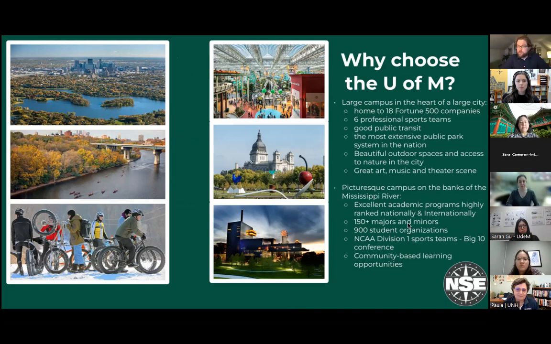Why choose the U of M? We're a large campus in the heart of a large city. Lots of Fortune 500 companies, 6 professional sports teams, good public transit, and on down the list that you can see here. And we're a picturesque campus on the banks of the Mississippi River. We have excellent academic programs. We're highly ranked nationally and internationally. 150 majors and minors, 900 student organizations. We're Division I NCAA sports in the Big Ten Conference. And we also offer, and are really proud to offer, a lot of community-based learning opportunities.